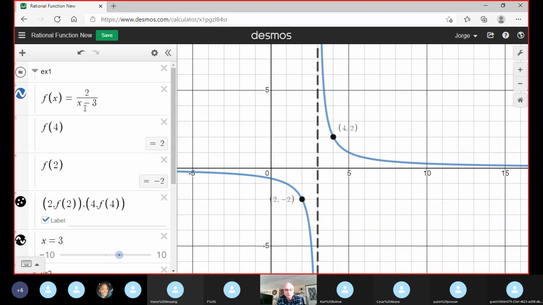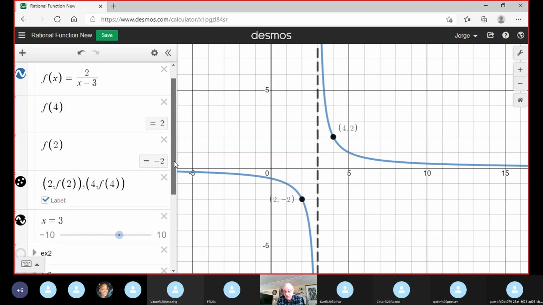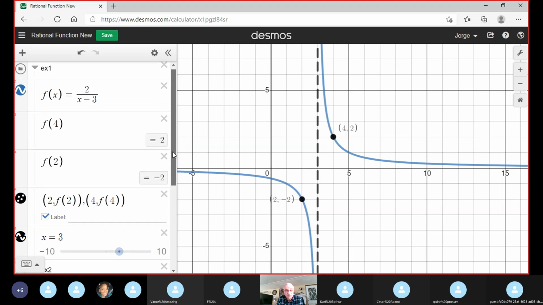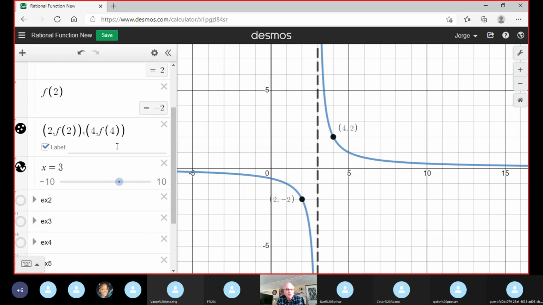Recommendation: you copy the function. You copy the points. You evaluate 4 and 2. You can use it here. Remember, Desmos is a graphing calculator and also a regular calculator. We can compute it. So you define f of x. You can evaluate 4 and you can evaluate 2. But this is elementary, right? And you type in here the point.